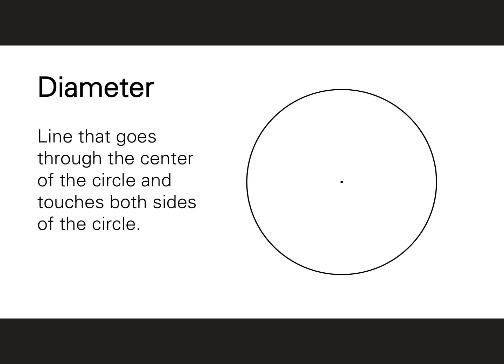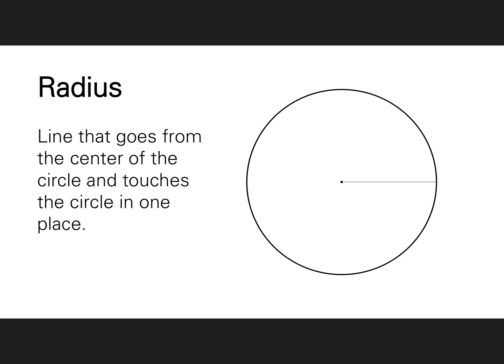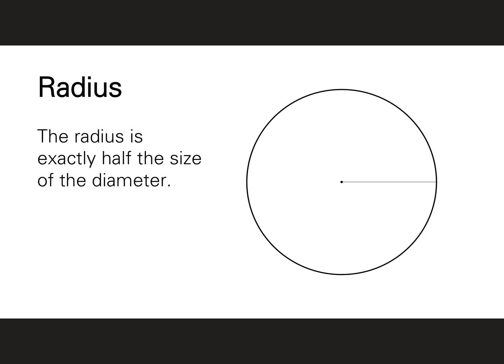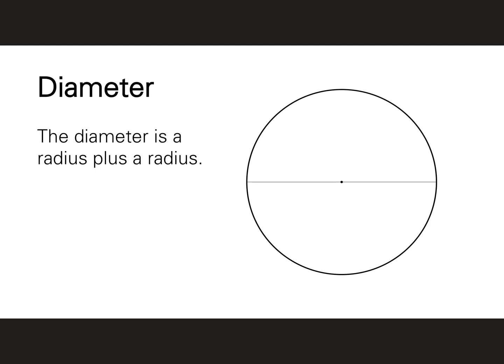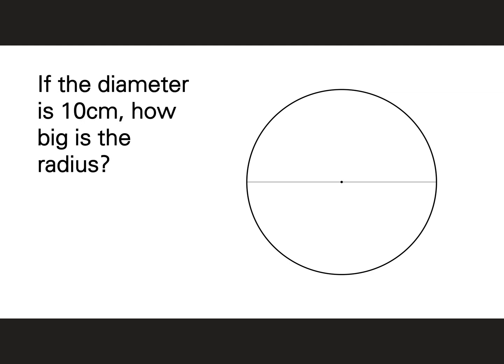What is a radius? Well, radius is just half a diameter. It's the line that goes from the center of the circle and touches the circle in one place, like this one that you see. So as I just said, the radius is exactly half the size of a diameter. That means a diameter is a radius plus another radius, so 2 radii. Let's see if you understand.